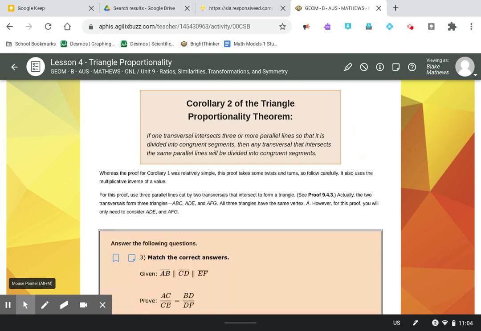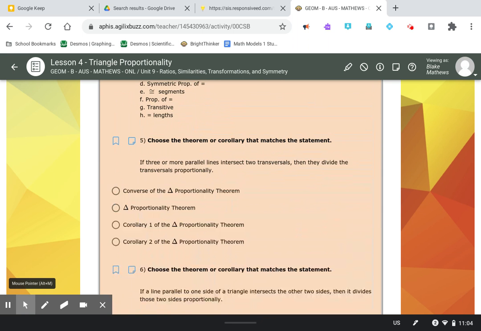And then this one says if one transversal intersects 3 or more parallel lines, so that it's divided into congruent segments, then any transversal that intersects the same parallel lines will also be divided into congruent segments. All right, let's look through these other proofs.